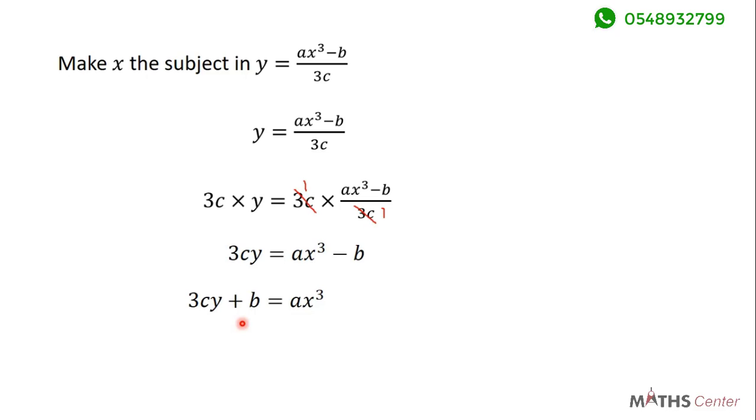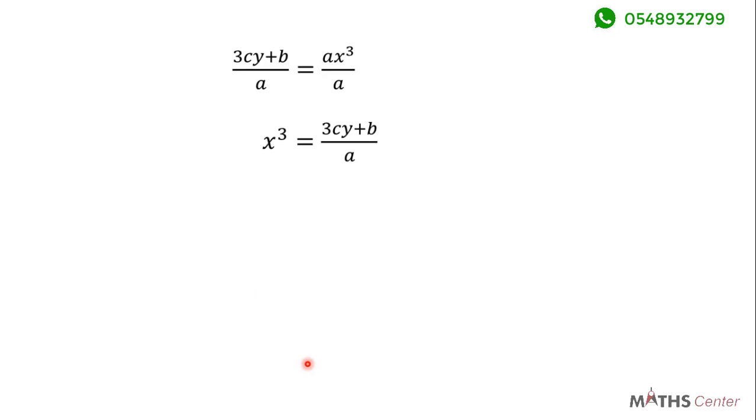Once again, we want to make x the subject. So we divide both sides by the term attached to x. The variable attached to x is a. So we are going to divide the left hand side by a and the right hand side by a. And this is going to give us, a will cancel a, so we have x exponent 3 equal to 3cy plus b over a. We have been able to make x exponent 3 the subject. The question told us to make x the subject.